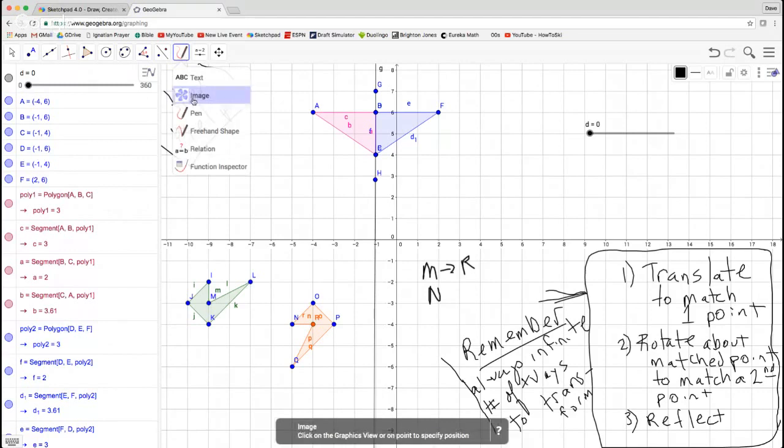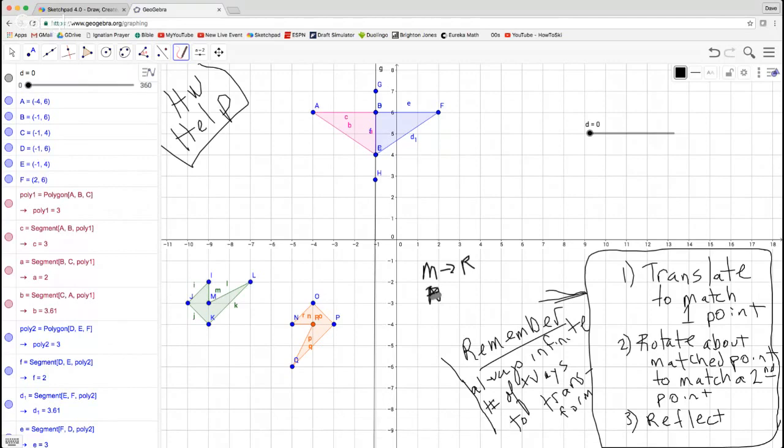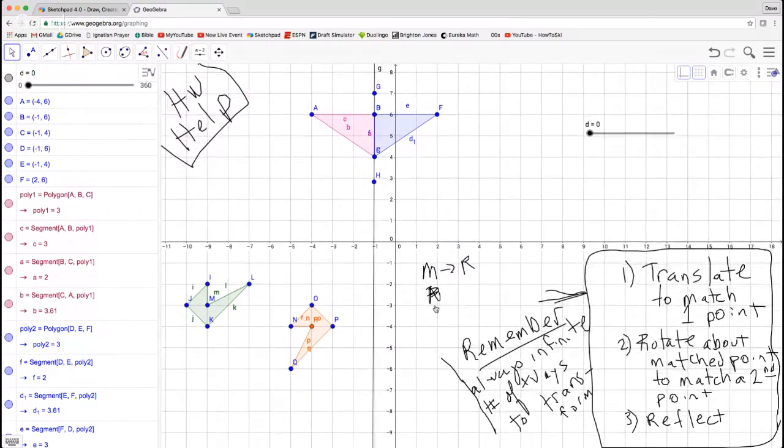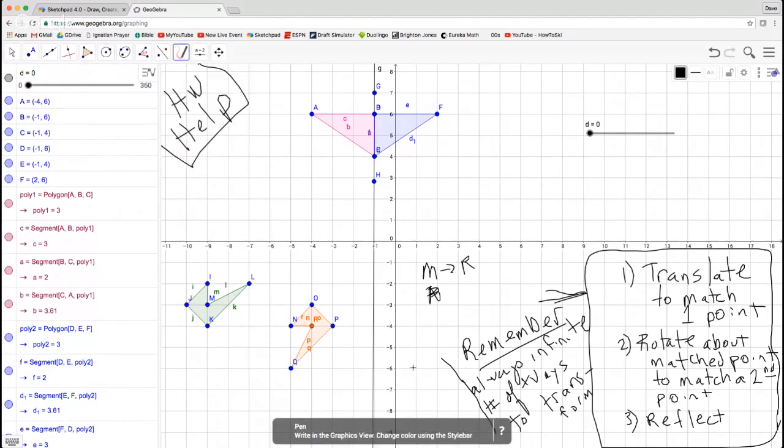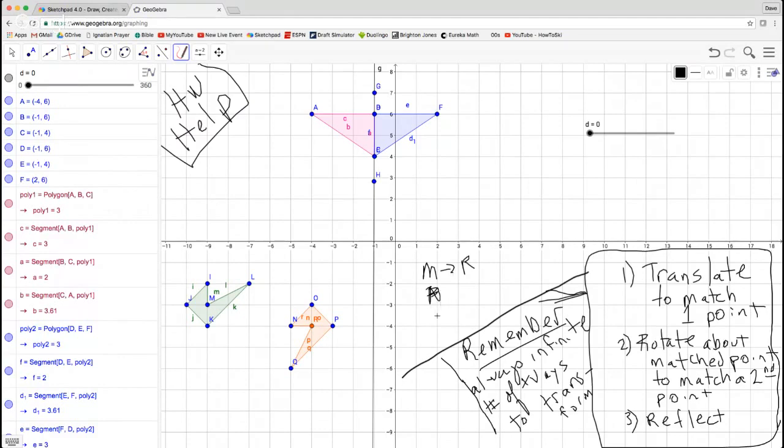Let's go back to freehand mode. So M is R, and then I, let's go like this. Here we go. Let's kind of make a box here. And then we'll go I maps to N.